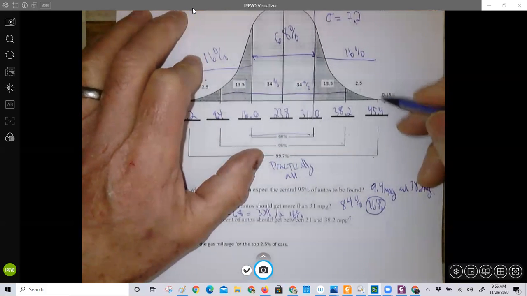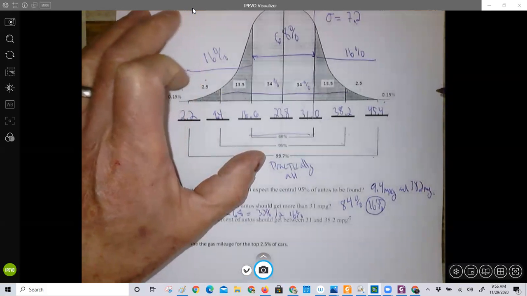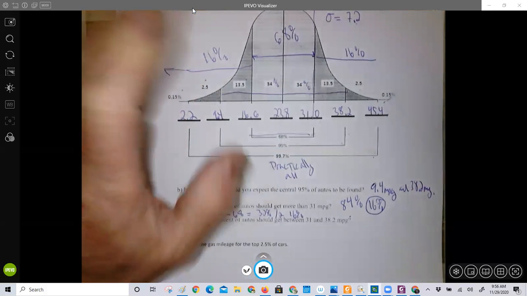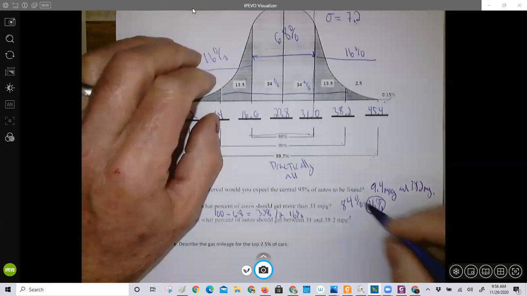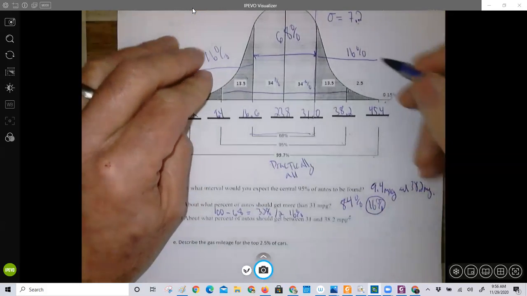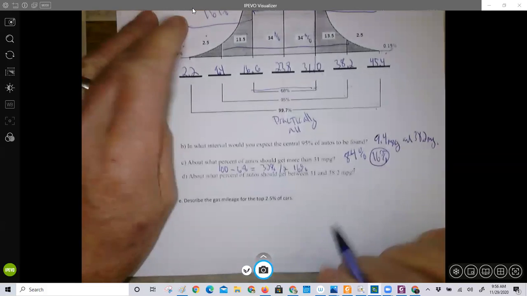It'd be a little off, I think, because of rounding here, but close enough. This is actually the easier way to do it. So I know that 16% fall above that.